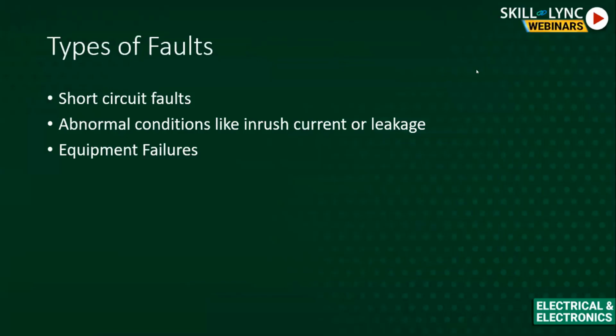What are the different types of faults that can occur? We all have heard of terminologies like short circuit faults or abnormal conditions like inrush current or leakage. Inrush currents are very common for a few loads like a motor. Whenever we are starting, there is an initial inrush current. But if this inrush current sustains for a certain amount of time, it is not healthy for other connected devices or the lines as well. Lines are not designed to carry such inrush current for a longer time. So definitely, if such conditions arise, there must be protection for that as well.